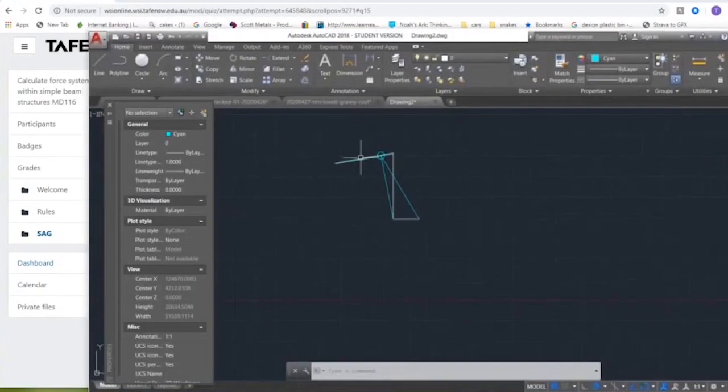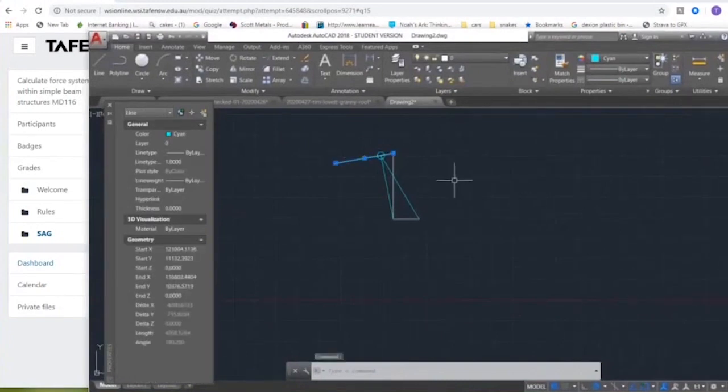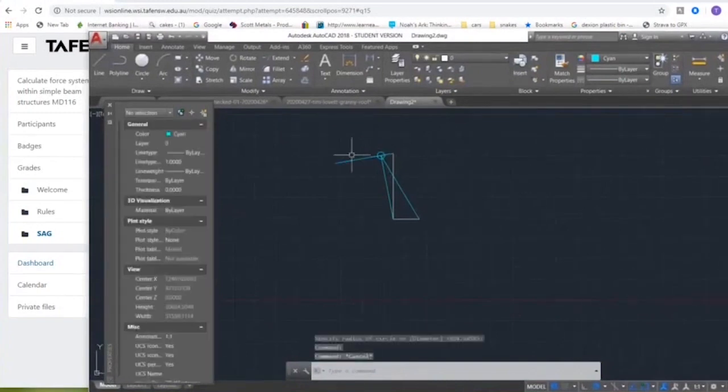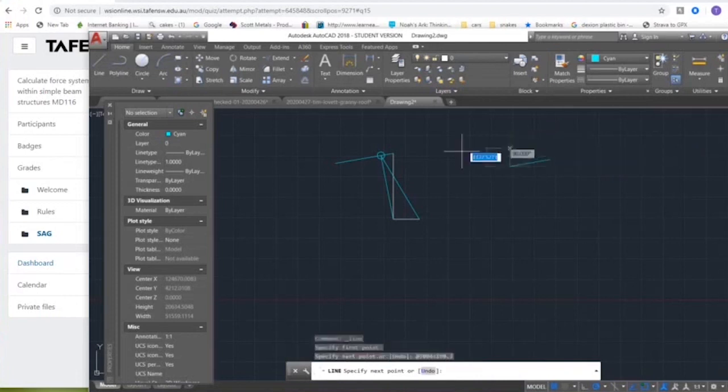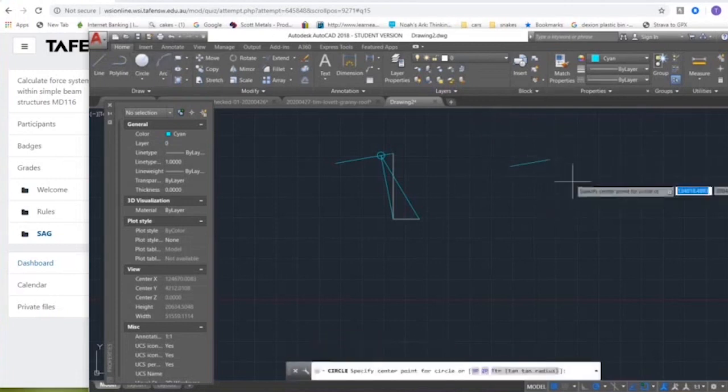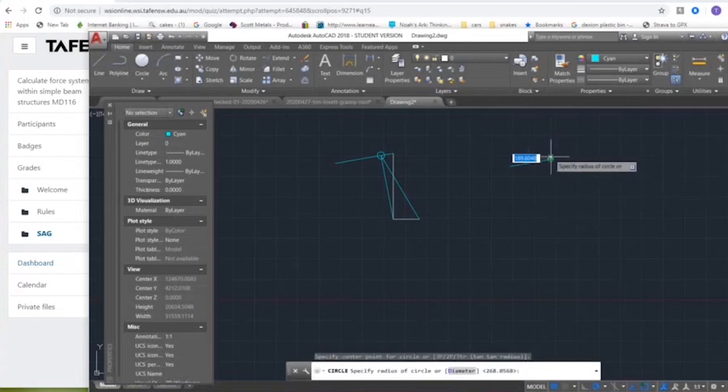So force F is at that angle, but it's supposed to be 3,004. There's a couple of ways we could do that. We could draw a line 3,004 at that angle. So I'll just go 3,004 less than 190.2, enter. That's it. That's force number one. And I'm just going to draw myself a little circle to remind me where I started from, which is there.